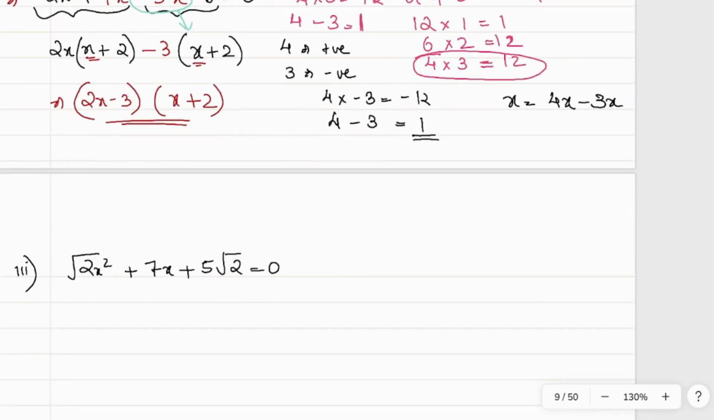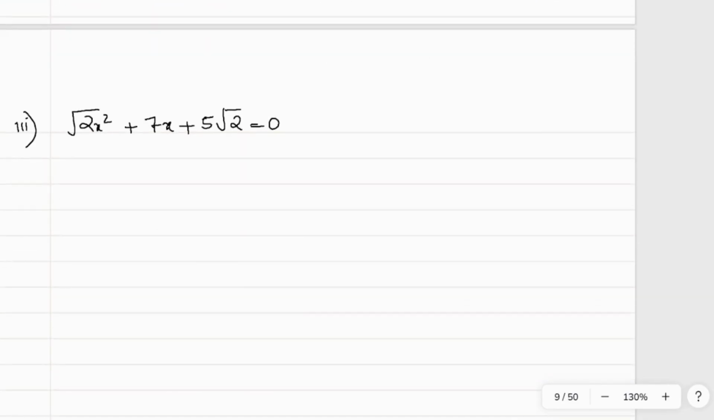That is question number 3 from the test book: root 2 x square plus 7x plus 5 root 2 equal to 0. Here also we have to multiply the first and the last term, that means the coefficient of x square and the constant term.